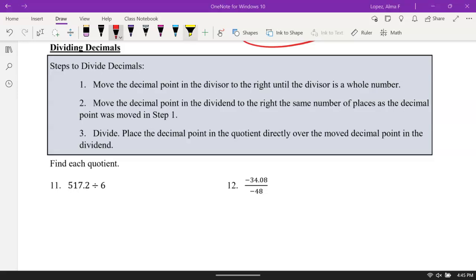All right, in this video, we're going to divide decimals. To divide, you move the decimal point on the divisor all the way to the right until it's a whole number. Then you move the decimal point in the dividend to the right the same number of places. You divide. And then you place the decimal point in the quotient right above the moved decimal point in the dividend.